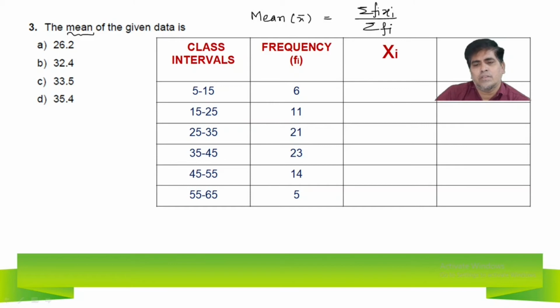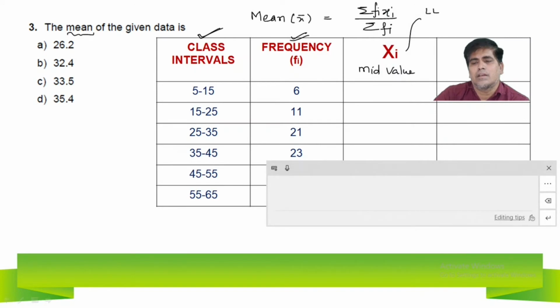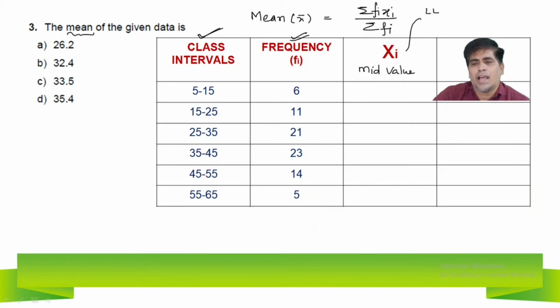Xi. So what is xi? Here clearly class intervals are given, frequency is also given. Next I am finding xi's. What is xi's? Xi's is nothing but a mid value. So how to get this mid value? Lower limit of the class plus upper limit of the class by 2 we have to calculate. For each and every class you have to take the average of lower limit and upper limit.